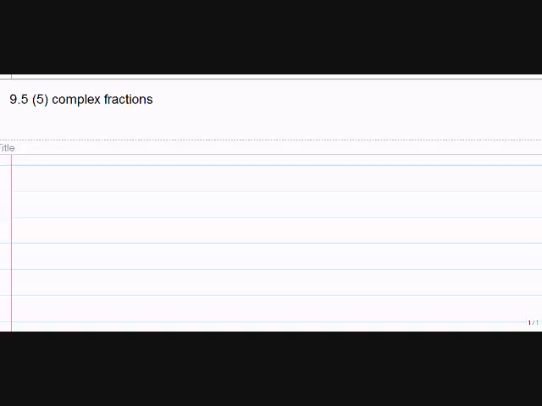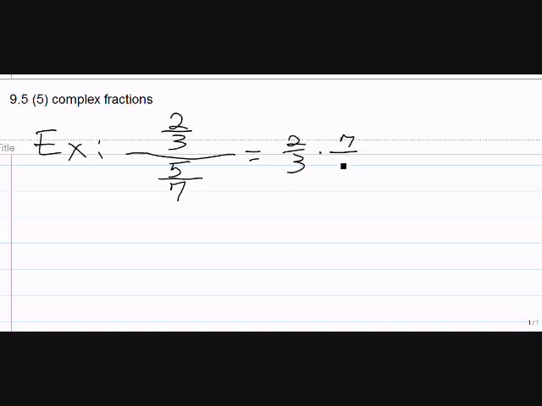So a complex fraction is a fraction within a fraction, and we need to simplify complex fractions. For example, a complex fraction might be 2/3 over 5/7. You probably could simplify this one a little bit by calling this 2/3 times 7/5 and get 14/15. You wouldn't leave it as 2/3 over 5/7. You'd call it 14/15.